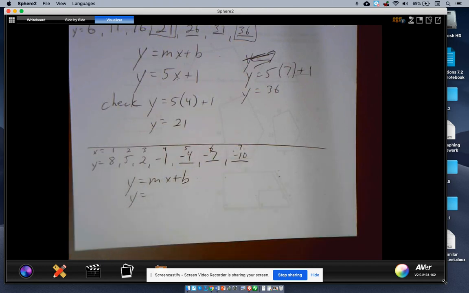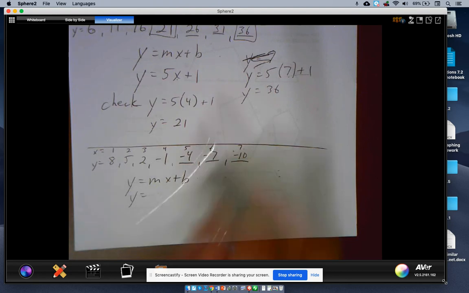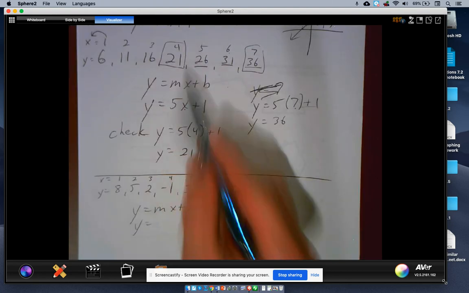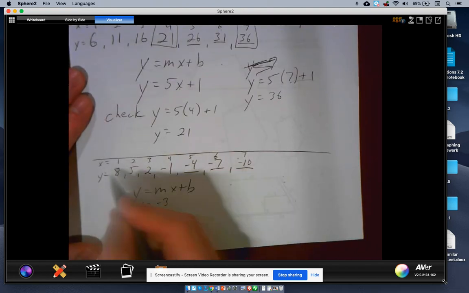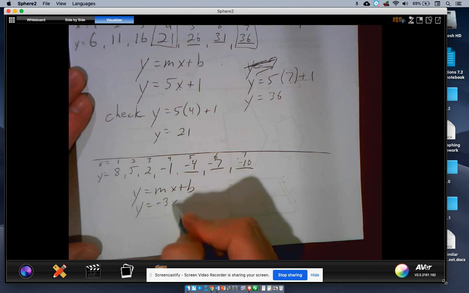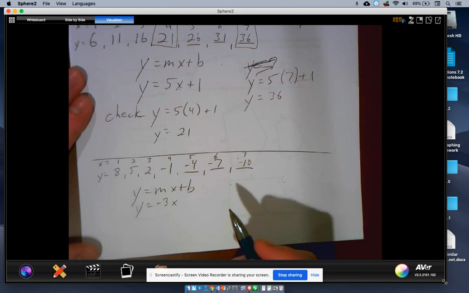My slope is how much I'm changing. This one's a little bit trickier. I'm not changing in the upward direction. Like up here, I was going up every time. Now I'm going to go down. So I'm going down 3 every time. So it's minus 3x. Going down 3, down 3.